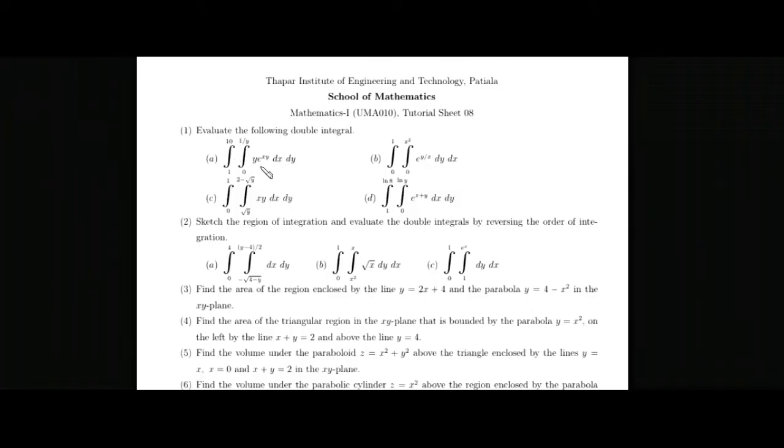So now just see, this is the double integral of y times e to the power xy dx dy. So we first integrate with respect to x, substitute the limits, then integrate with respect to y, and then substitute the limits and simplify this. Now what is the integration of this with respect to x? Whenever we are integrating with respect to x, we treat the other variable, which is y, to be constant.